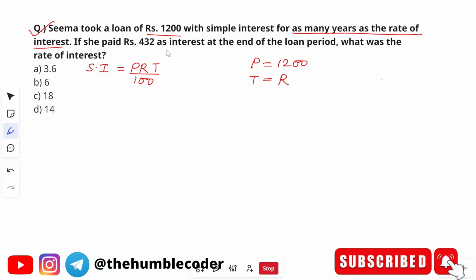If she paid rupees 432 as the interest at the end of loan period, which means the simple interest value that we have in the question given to us is 432. What was the rate of interest? Rate of interest means we have to find out the R value in this case.